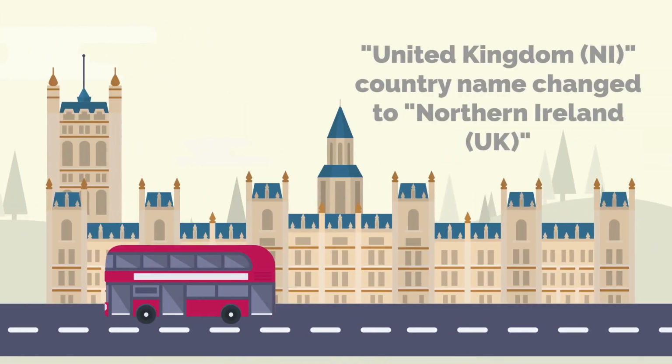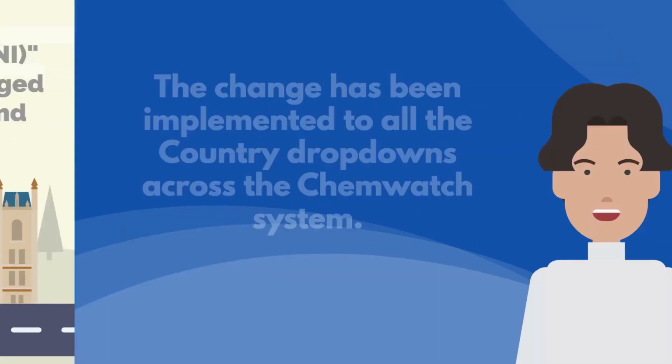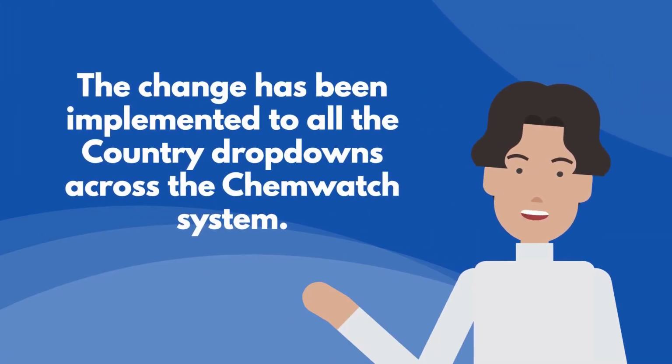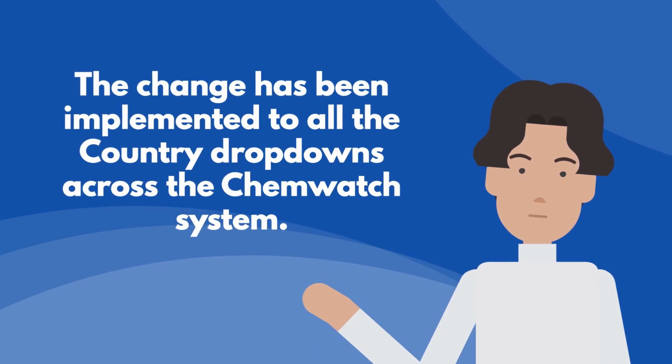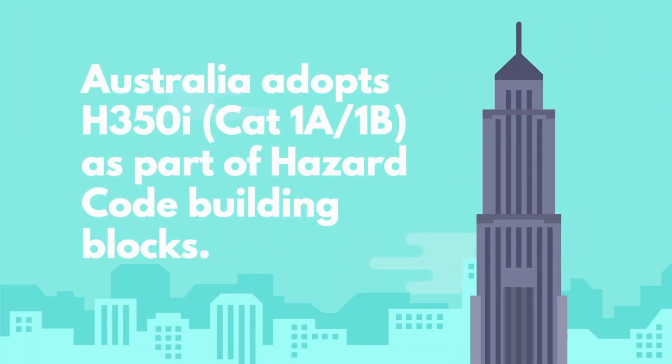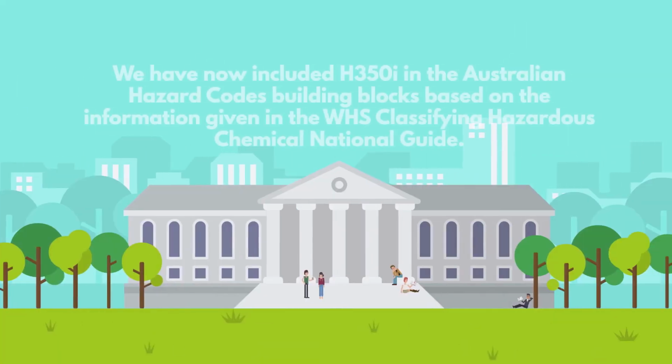United Kingdom (NI), country name changed to Northern Ireland, UK. The change has been implemented to all the country drop-downs across the ChemWatch system. Australia adopts H350A, Cat 1A/1B, as part of hazard code building blocks. We have now included H350I in the Australian hazard codes building blocks based on the information given in the WHS Classifying Hazardous Chemical National Guide.